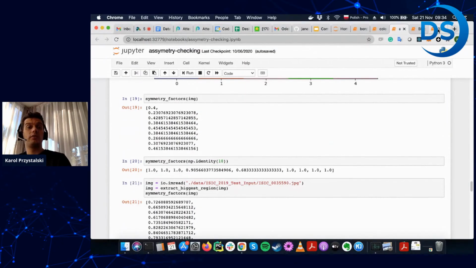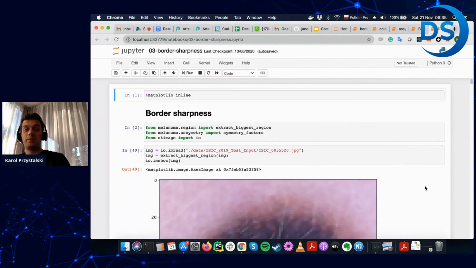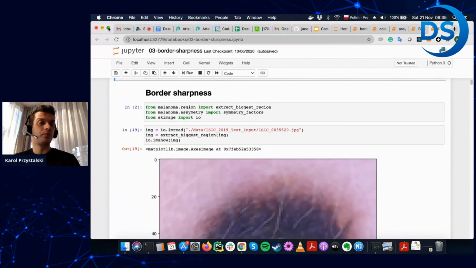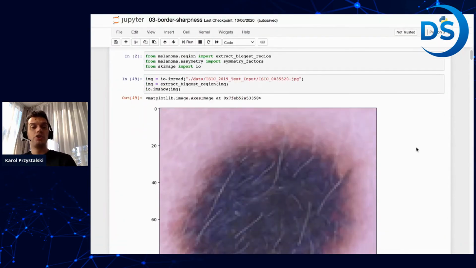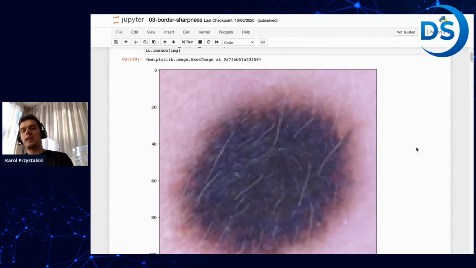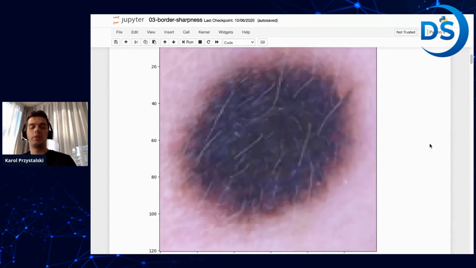And that's only one thing. Or the border sharpness, for example. That's another feature that is also important when it comes to skin cancer analysis. So sharpness is different than asymmetry, because it might be a symmetric mole, but the sharpness of the border might be smooth or not. The less smooth it is, the more probable it is a cancer.